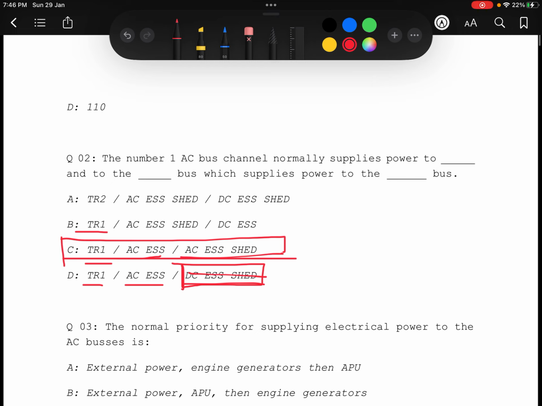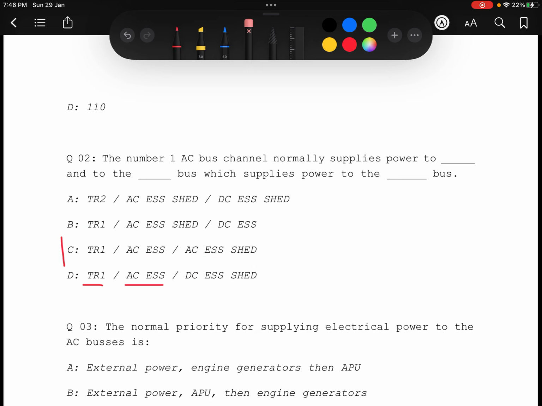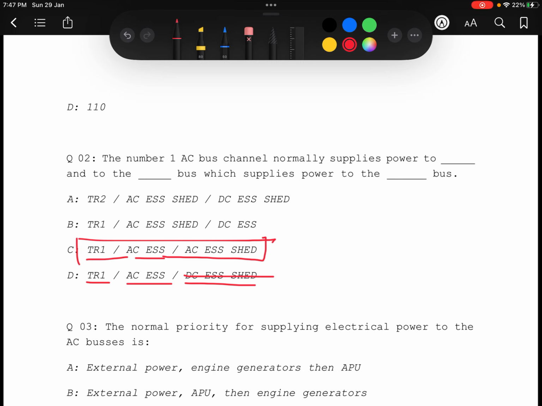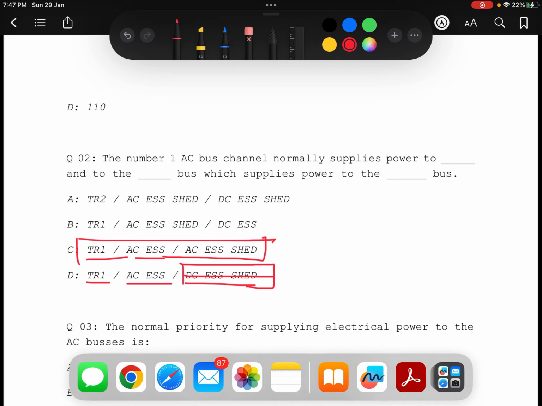Number 2: the number 1 AC bus channel normally supplies power to TR1, then AC essential, and then DC essential? No, it supplies to the AC essential shed. I'll show you this diagram from the FCOM. For your knowledge, the DC essential bus is supplied by the DC bat bus from DC bus 2. We'll go to the diagram of it.